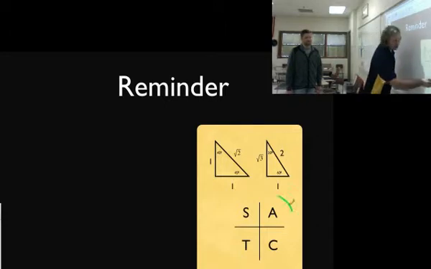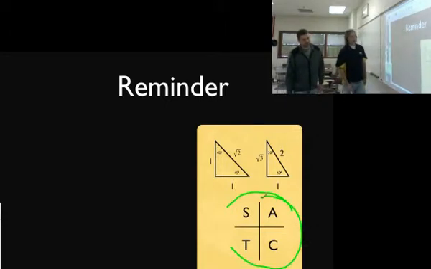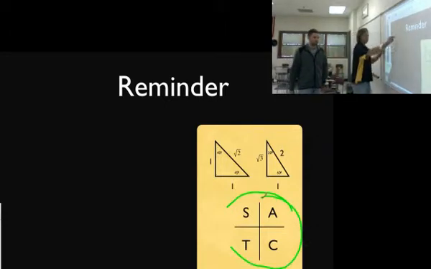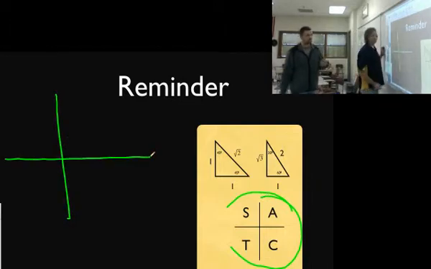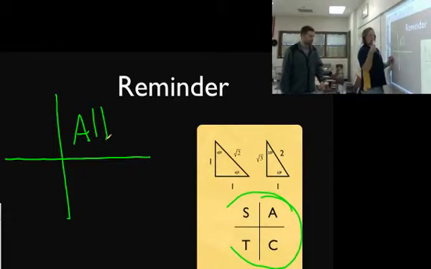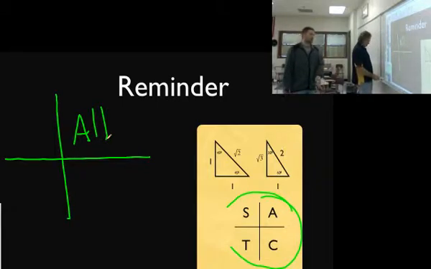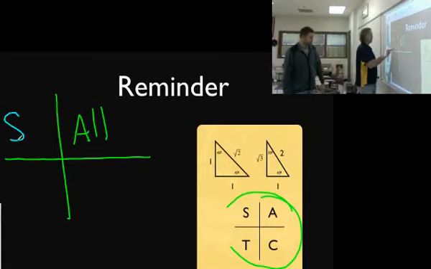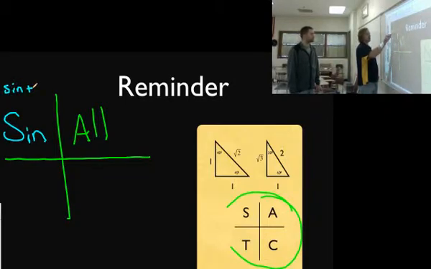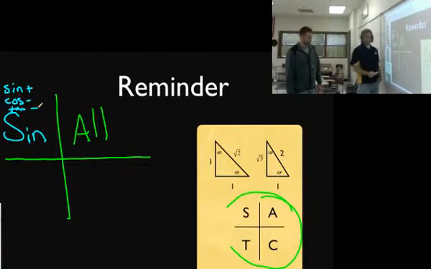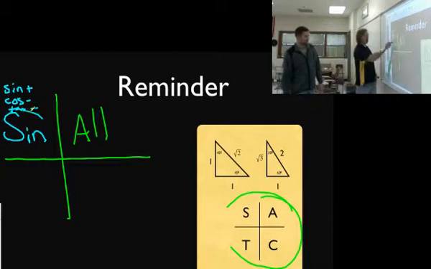Would you mind explaining this part, sir? Okay, so this is where the different trig functions are positive. In the first quadrant, the A stands for all. All the trig functions are positive: sine, cosine, and tangent. As you move around to the second quadrant, the S stands for sine. Sine is positive there, and cosine and tangent will be negative. Sine's the only one that's positive here.